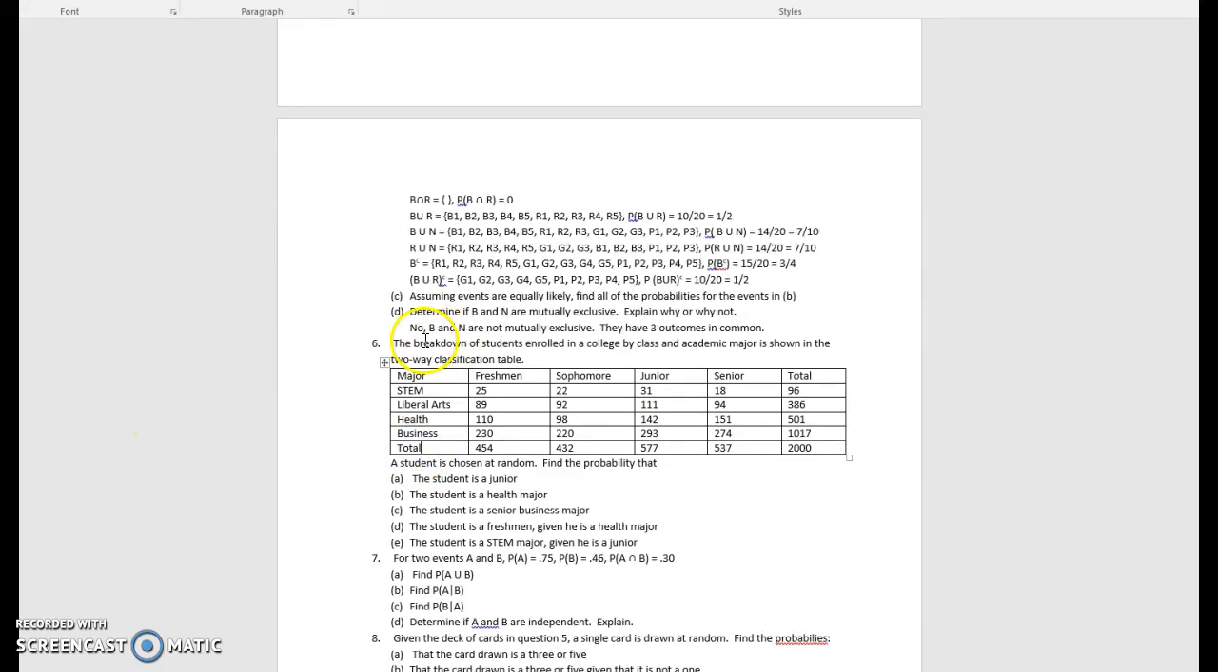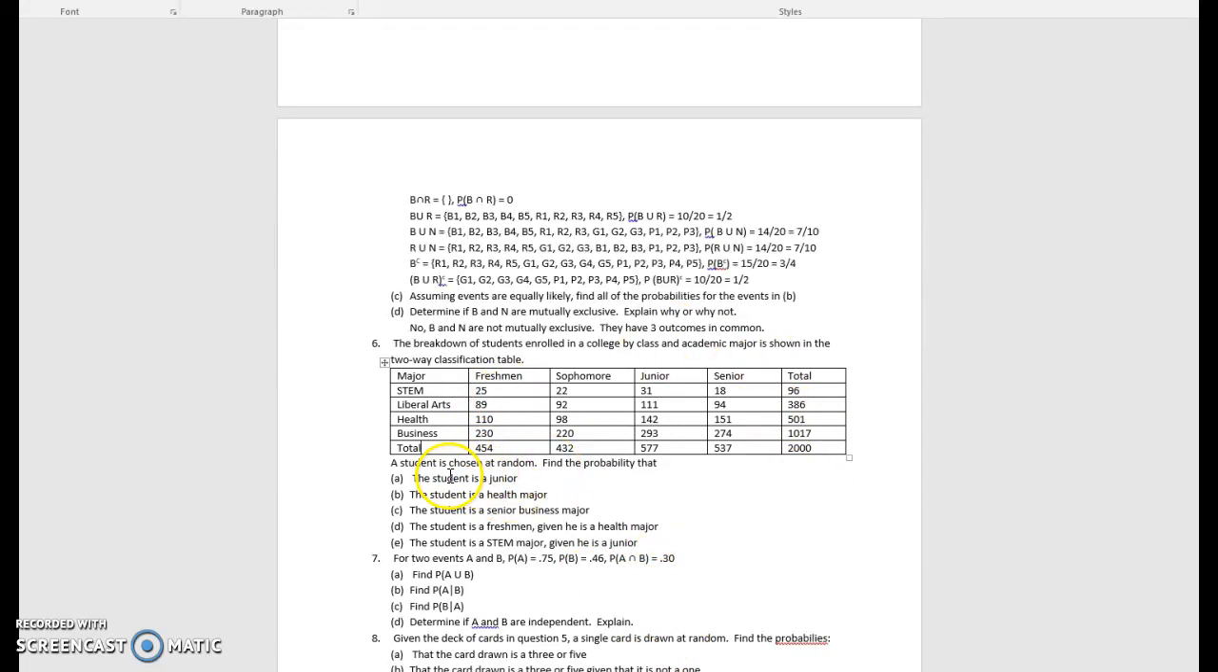So just briefly, if I add up all across the STEM majors here, that will be this total of 96. If I add up all these liberal arts majors along this row, that'll be the 386, and so on. If I add all the freshmen going straight down, that'll be the 451, and the sophomores going straight down, and the juniors, and so forth. And we'll see how these totals will help us. And then if we add up all of this column, we get 2,000, or we can add up all of this row, and it will also add to 2,000. That's one way to check and make sure you've added your totals correctly.